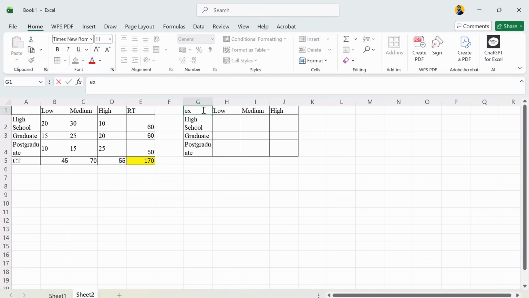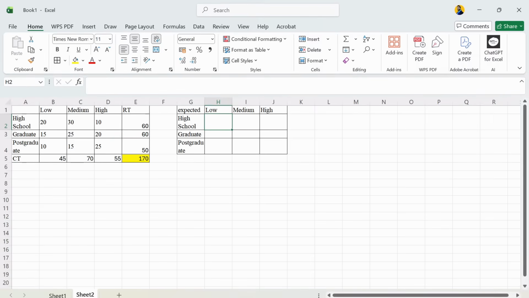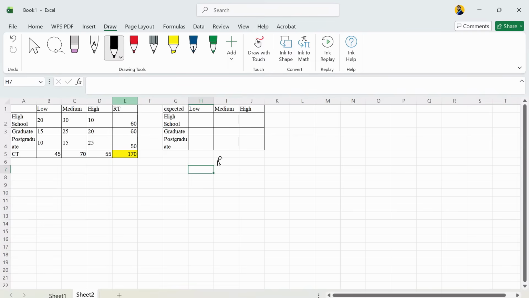Here basically we are trying to find out the expected frequencies, expected values. So to find out the expected values, we will first use a particular formula for this. I'm writing it here. For the second table, to find out the expected value, we will use row total into column total divided by grand total. So using this formula, we will fill in these values.